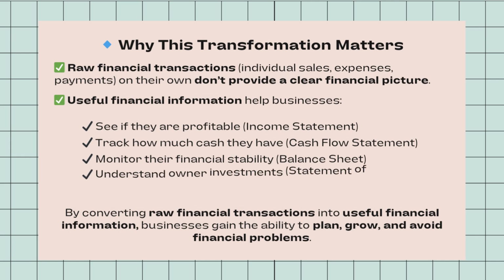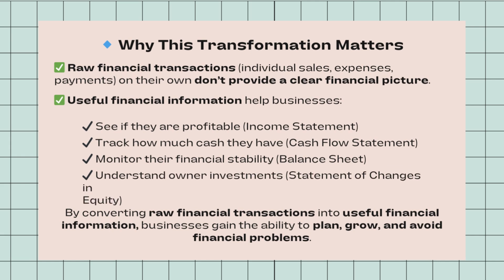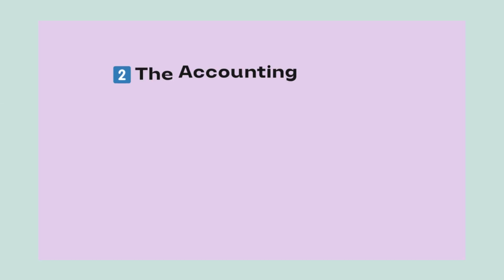Why this transformation matters. Raw financial transactions, individual sales, expenses, payments, on their own, don't provide a clear financial picture. Useful financial information helps businesses see if they are profitable, income statement, track how much cash they have, cash flow statement, monitor their financial stability, balance sheet, and understand owner investments, statement of changes in equity. By converting raw financial transactions into useful financial information, businesses gain the ability to plan, grow, and avoid financial problems.